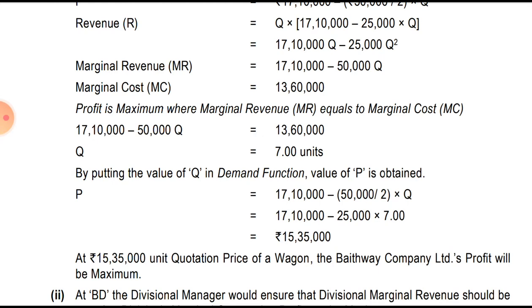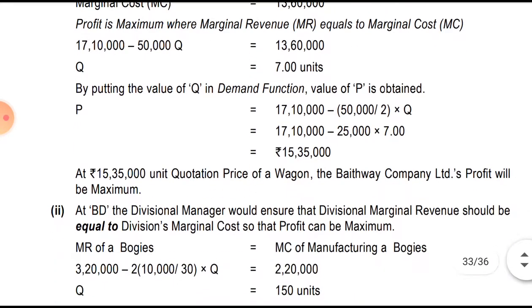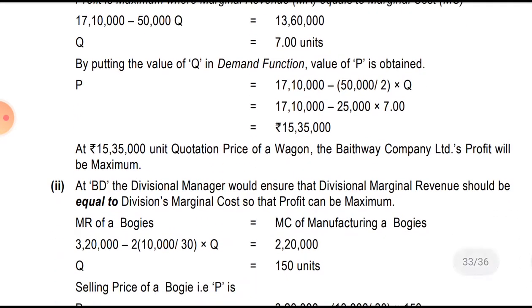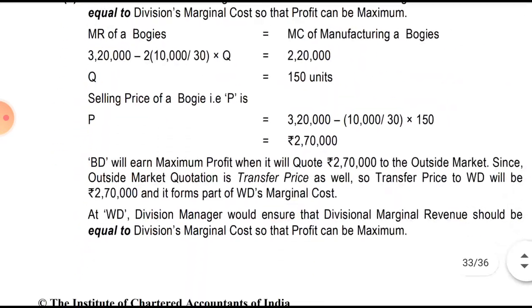By putting the value of Q in the demand function, the value of P is obtained. If we put that Q in the first formula, we will get price as 15,35,000. So the conclusion they have given is, at 15,35,000 unit quotation price of a wagon, on this quotation price the Bathway Limited profit will be maximum.